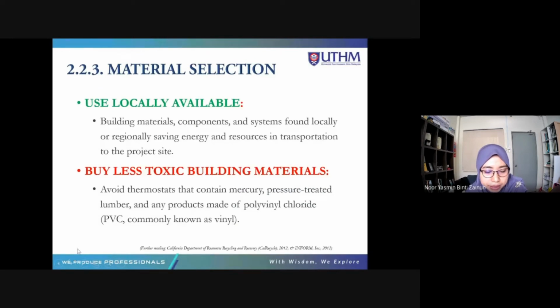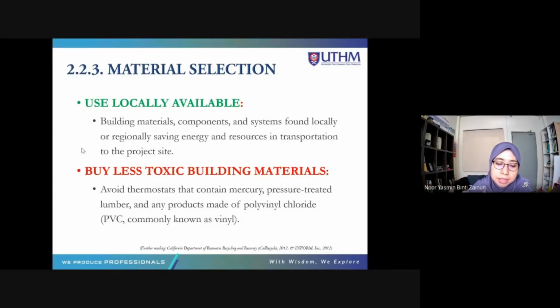And for material selection, use locally available material, building material components and systems found locally or regionally, saving energy and resources in transportation to the project site. So because it's found locally, kita tak payah nak transport daripada luar masuk dalam dekat site kita. And also buy less toxic building materials.